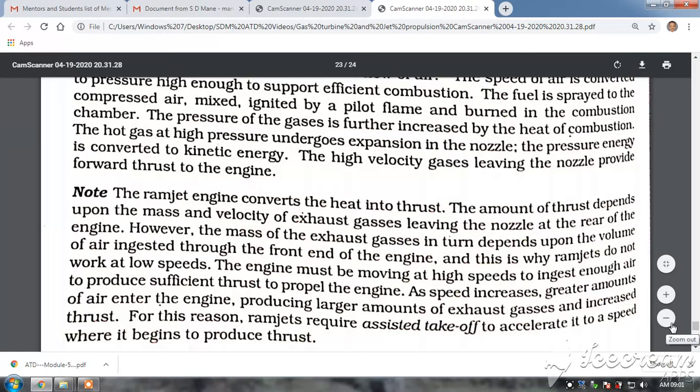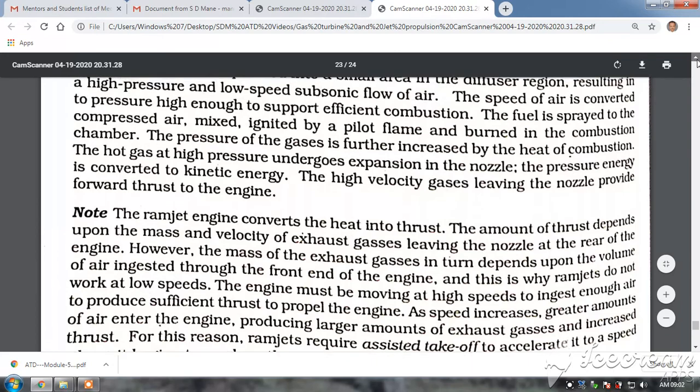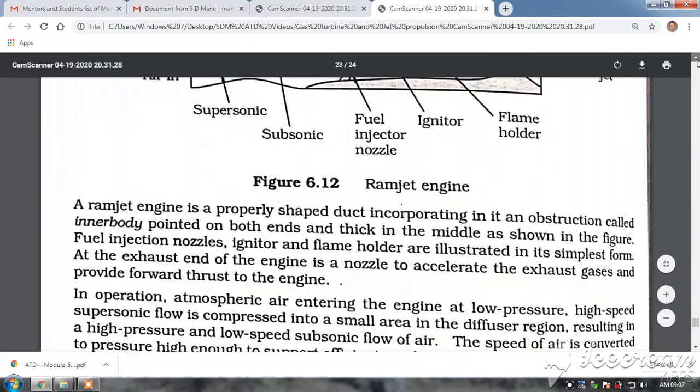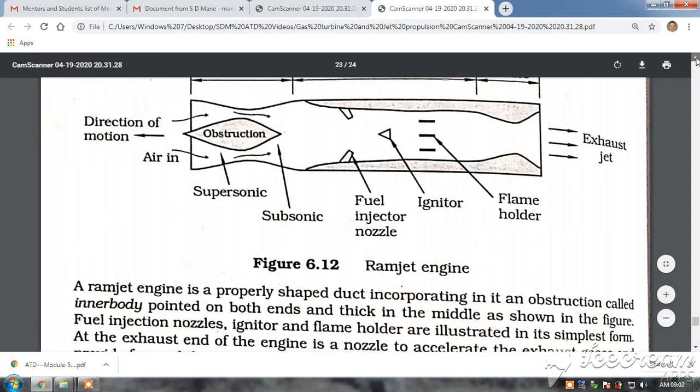Like you have seen small engines where they take a vehicle like a jeep to some velocity and then leave it. This is called assisted takeoff, so that these will work only at high speeds, because at high speeds a large amount of air will enter the engine, and because of the large amount of air and the fuel being burnt, a large amount of exhaust gases is produced, and that produces the thrust to drive the ramjet engine. So this is a very simple engine, but it does not have the compressor as well as the turbine.